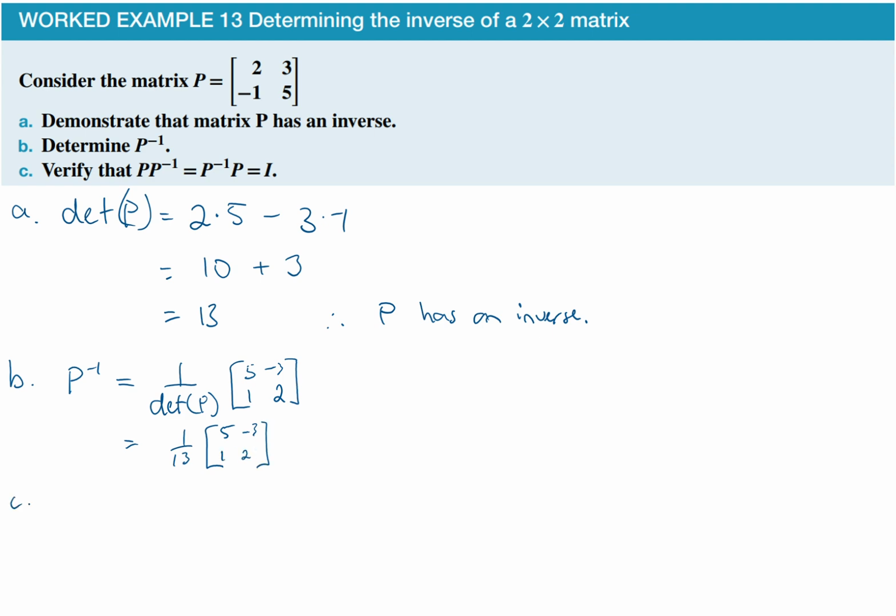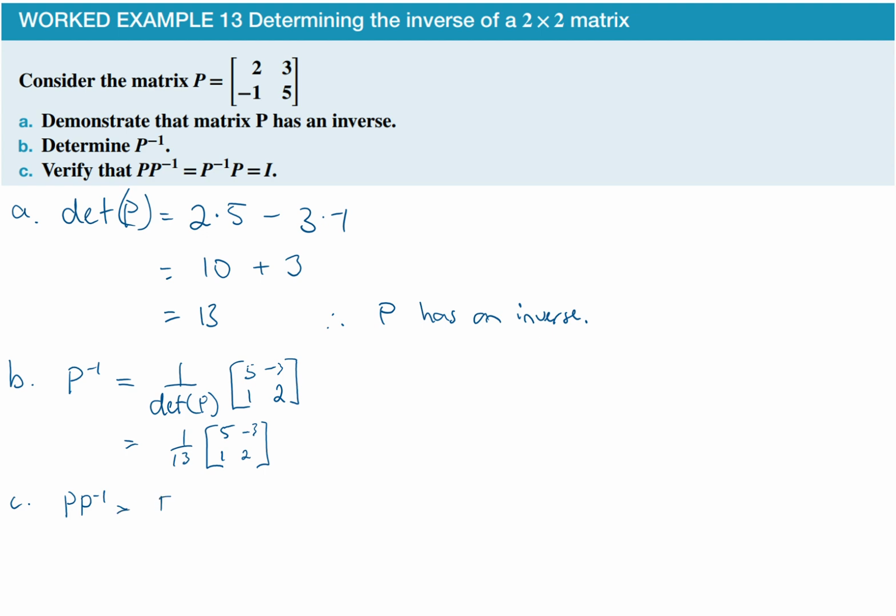Part C of the question then asks us to verify that P multiplied by the inverse of P equals the inverse of P multiplied by P, which also equals I. So I'm just going to do one step of that. So I'll do the matrix multiplication, P times the inverse of P.